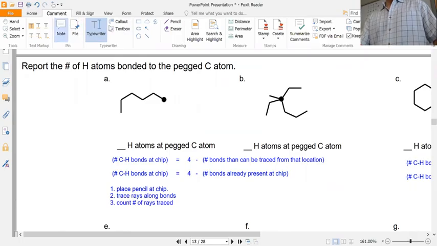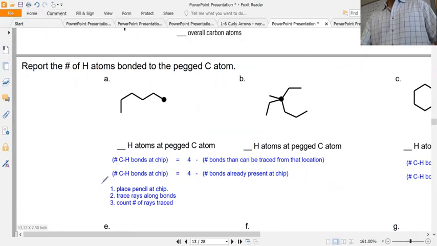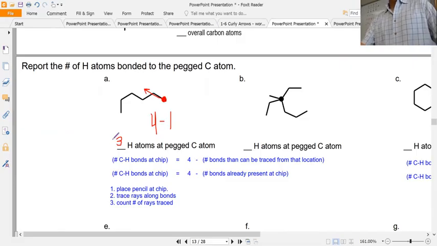Okay. Thank you. How I would solve this is you can see an itinerary here. Put your pencil on the paper at the chip. Pencil touches paper at the chip. And just trace rays. Or like a ray in a geometry class. A ray is an arrow. So pencil at the chip, trace a ray. I have 1 ray. So 4 minus 1 tracing is equal to the 3 you heard from Julian. 4 minus 1 is equal to 3.